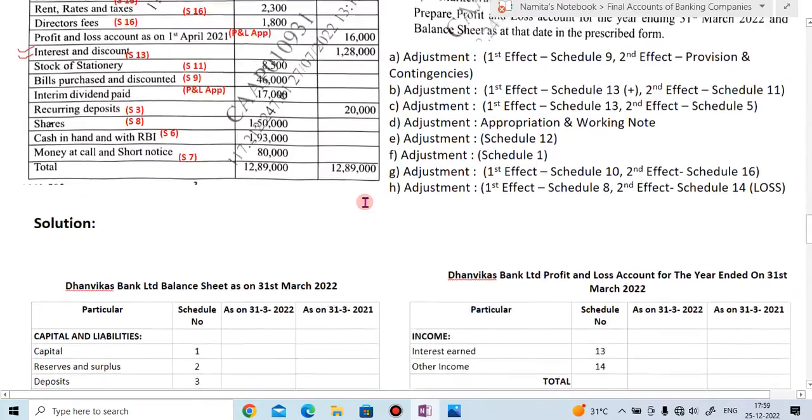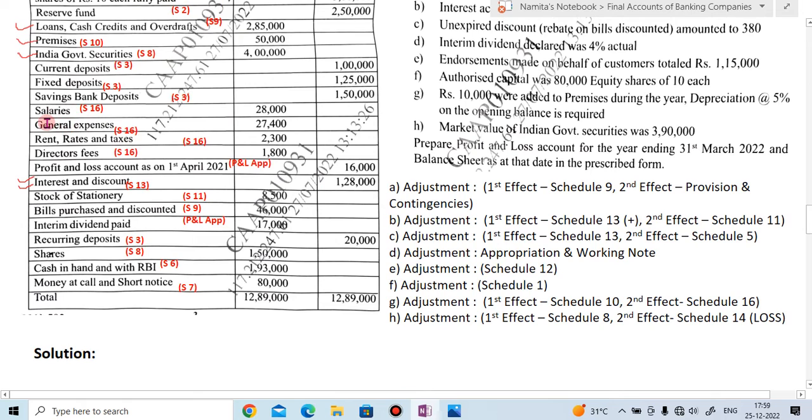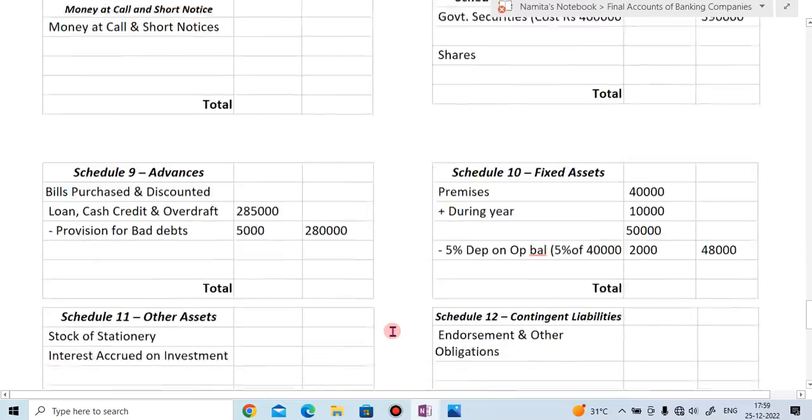Next, after deposit, what is there? Salary. Now salary, general expenses, rent and rate taxes, director fees, these are all operating expenses. So where it will go? Here I have mentioned in schedule number 16. Salary 28,000, general expenses 27,400, rent and taxes 2,300, director fees 1,800.